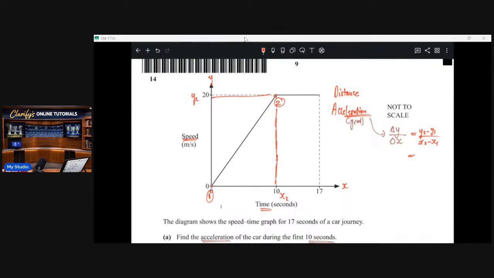Point number 1, everything is 1, 1, 1. So this is y1, and this is x1. X1 is 0, y1 is 0. So let's do it. What is y2 minus y1? Y2 is 20 minus y1, 0 over. X2 is 10 minus x1, 0.